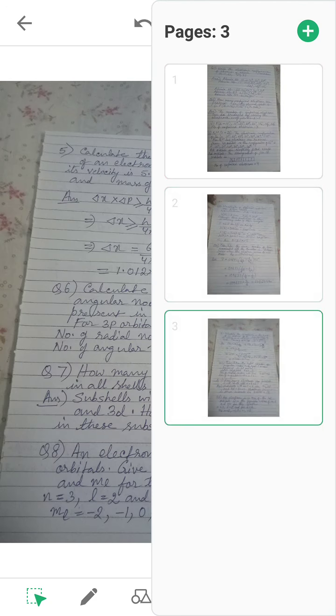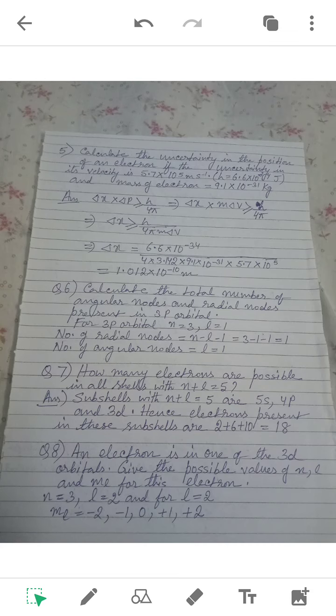Now my fifth question. Calculate the uncertainty in position of an electron if the uncertainty in its velocity is 5.7 into 10 to the power 5 meter second inverse. Value of Planck's constant is given here and mass of electron is also given here. If it is not given, then also you should know these values.